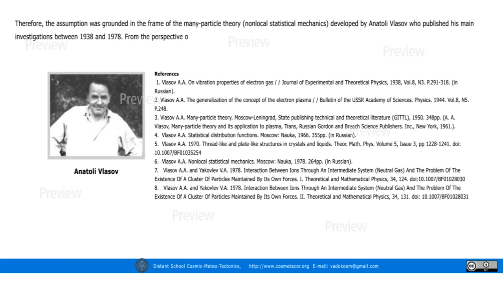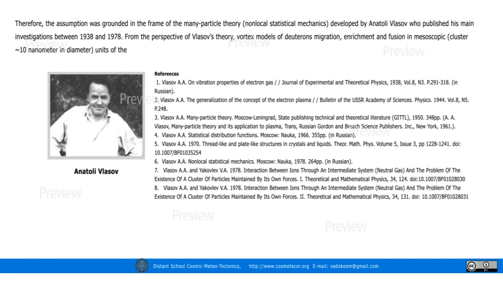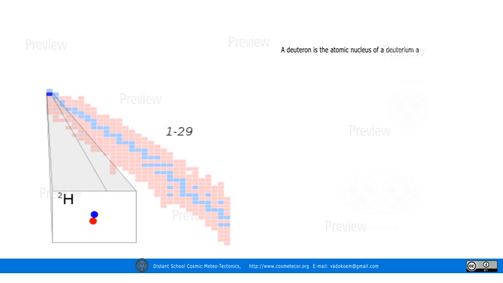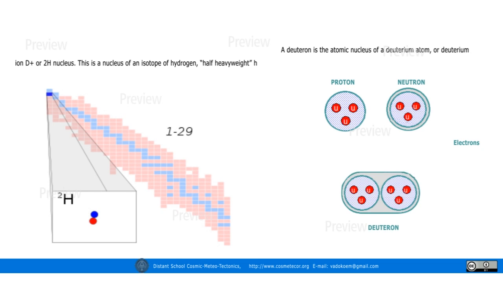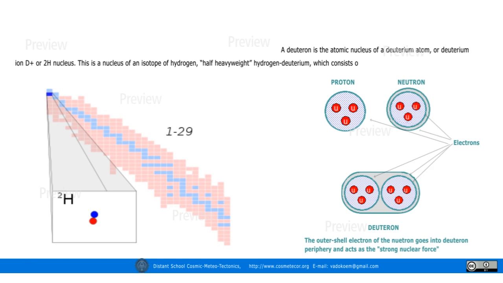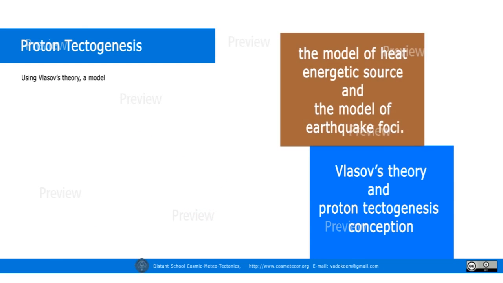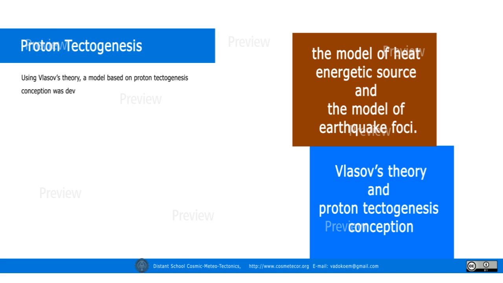From the perspective of Vlasov's theory, vortex models of deuteron migration, enrichment and fusion in mesoscopic clusters around 10 nanometers in diameter in the Earth's interior were defined, formed, and investigated. A deuteron is the atomic nucleus of a deuterium atom, or deuterium ion D+ or 2H nucleus. This is a nucleus of an isotope of hydrogen, half-heavyweight hydrogen deuterium, which consists of a proton P and a neutron N. Using Vlasov's theory, a model based on the proton tectogenesis conception was developed.